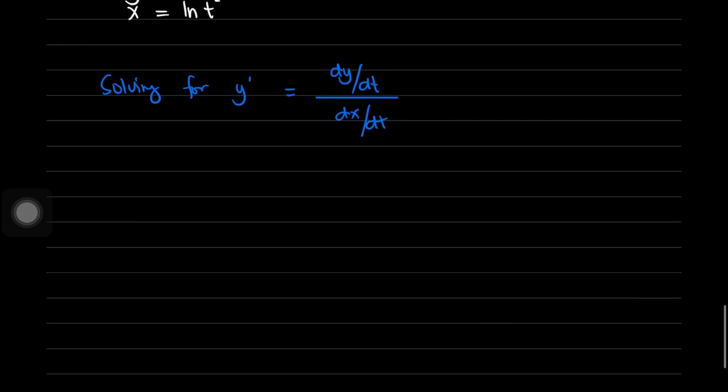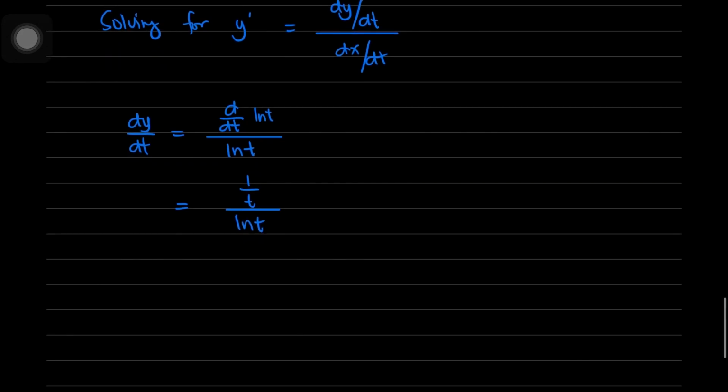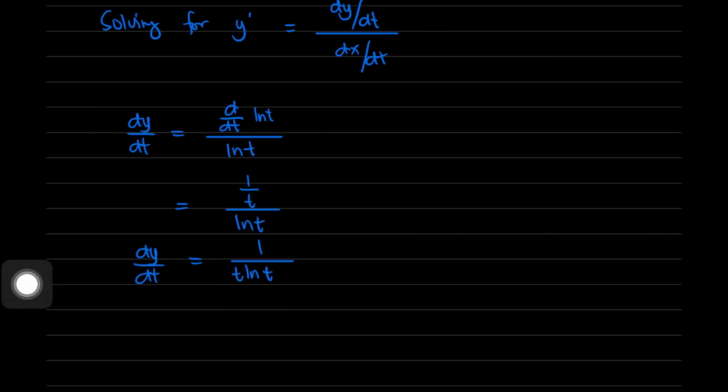Solving first for the derivative of y with respect to t, this is now equal to the derivative of ln of t with respect to t, that is equal to the derivative with respect to t of ln of t all over ln of t, or this is equal to 1 over t all over ln of t. So dy over dt is now equal to 1 over t ln of t. So if we're going to simplify this one, here is the resulting expression.